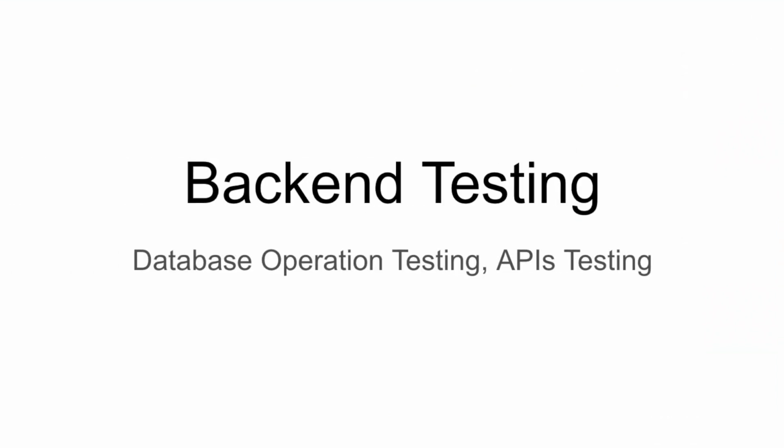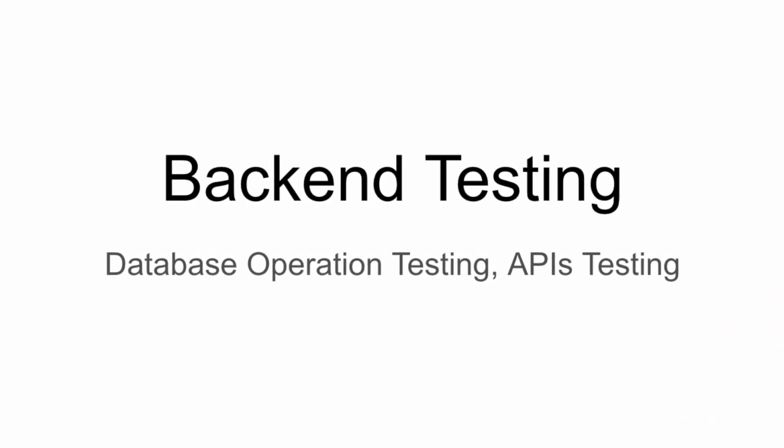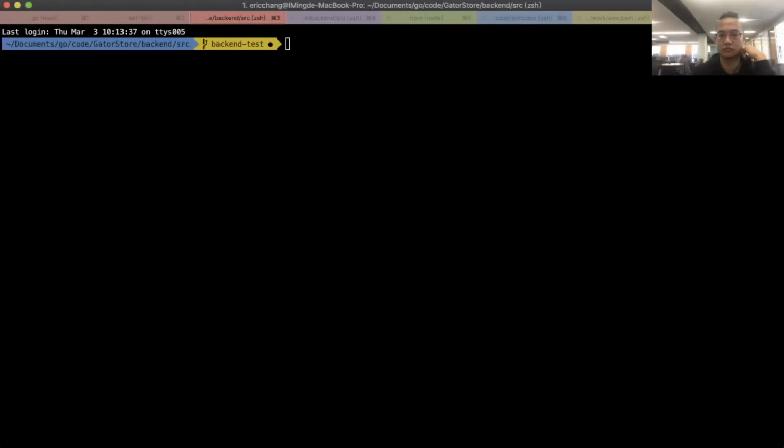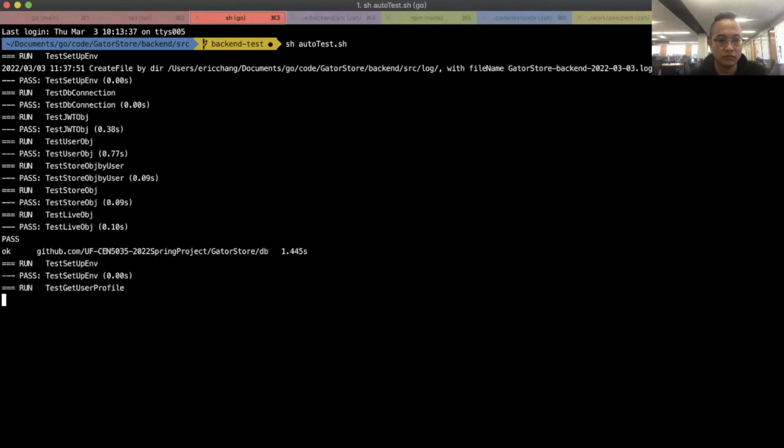The next part is we built backend testing on database operations and also APIs. We made the automation into a script, and the first thing we check is database operations. Since every API uses database operations, we want to make sure the database operations behave the same as when we use the API, and everything has passed.